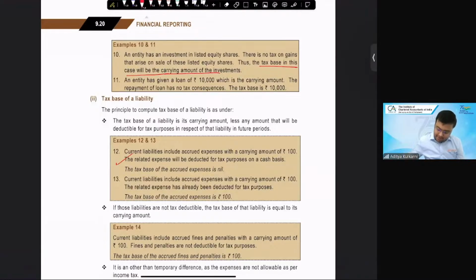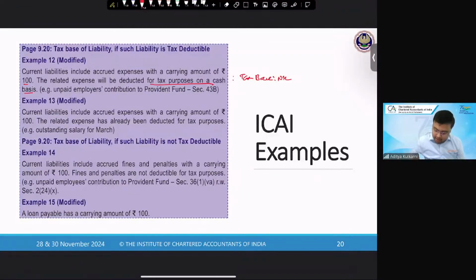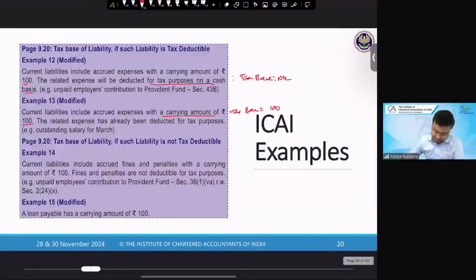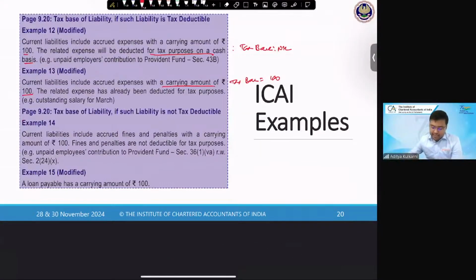Next, current liabilities include accrued expenses with a carrying amount of rupees 100. The related expense has already been deducted for tax purposes or is deductible for tax purposes. So what will be your tax base? 100. Carrying amount of 100. Tax base will be 100. Perfect. Okay.